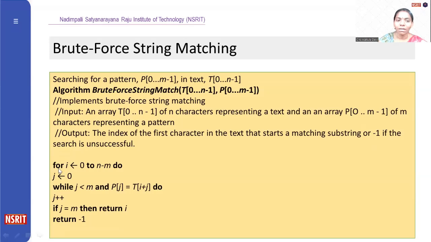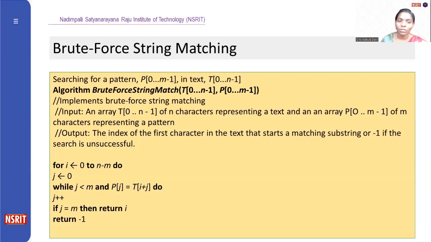Now you can see here, i runs from 0 up to n minus m, because we are not going up to the last character. Once you reach the last characters, even if the first character of your pattern matches, the remaining characters cannot be seen from the end of your text. So we subtract the length of the pattern from the length of the text, and we run the i loop only up to that. That saves some time.